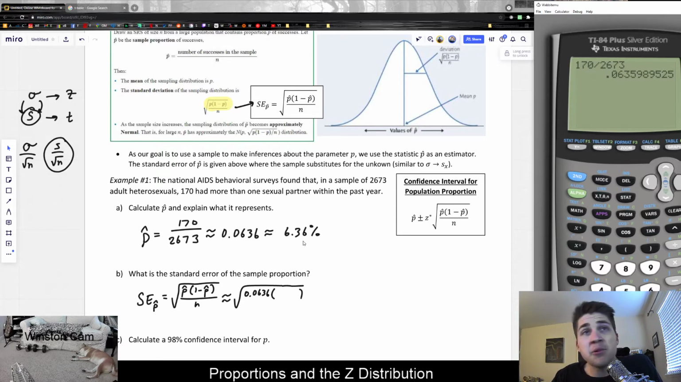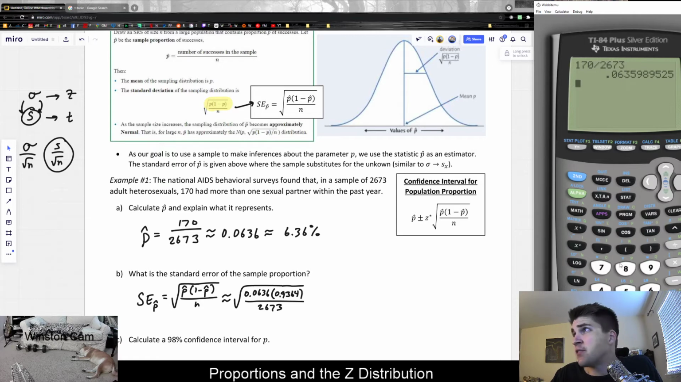So that would be the percent of people that did not have more than one sexual partner, or you could call it the inverse percentage, which would be 93.64%, or 0.9364. Of course, you could just use a calculator, and this would all be divided by the sample size, which was a total of 2,673 people that we surveyed.